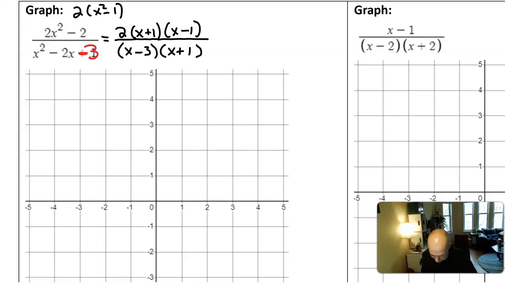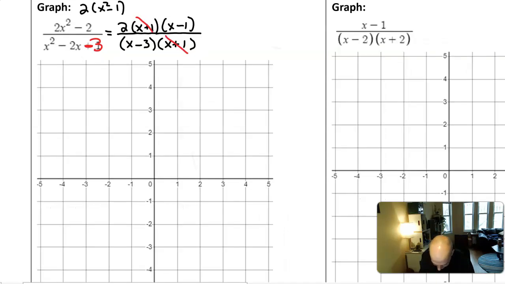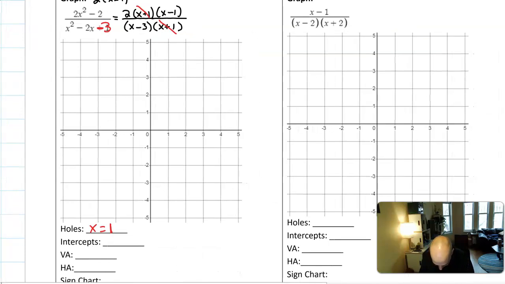That's always going to be your first step. Step 2. Let's look for holes. So holes are going to be wherever there's a factor that cancels on the top and bottom. So that x plus 1 cancels out. So we're going to have a hole at x equals -1. But it's not necessarily just going to be -1, 0. We got to figure out the y-coordinate of the hole. So what we're going to do is first rewrite this in its simplified version to x minus 1 over x minus 3. And then we're just going to plug in -1.